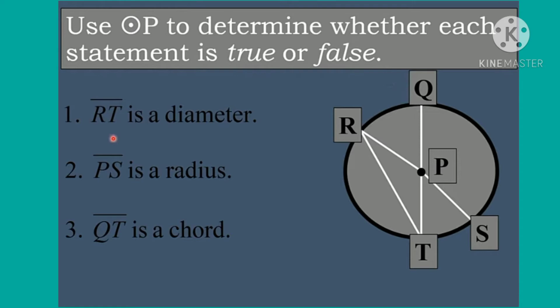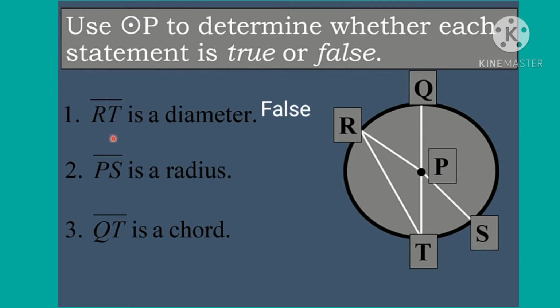Let's try this example. Use circle P to determine whether each statement is true or false. Segment RT is a diameter. Again, diameter is a distance across the circle that passes through the center. As we can see, segment RT did not pass through the center, which is point P. So, number 1, it is false.